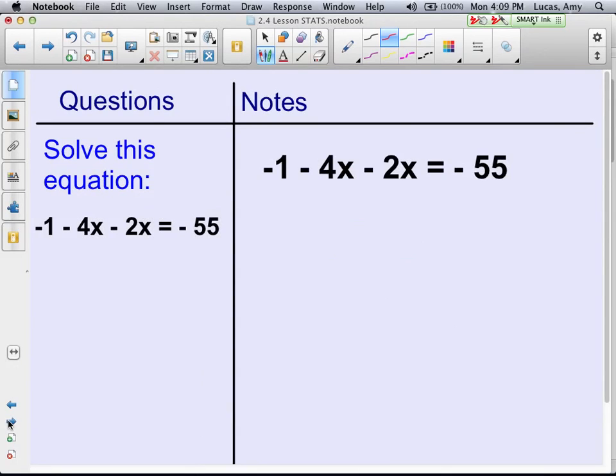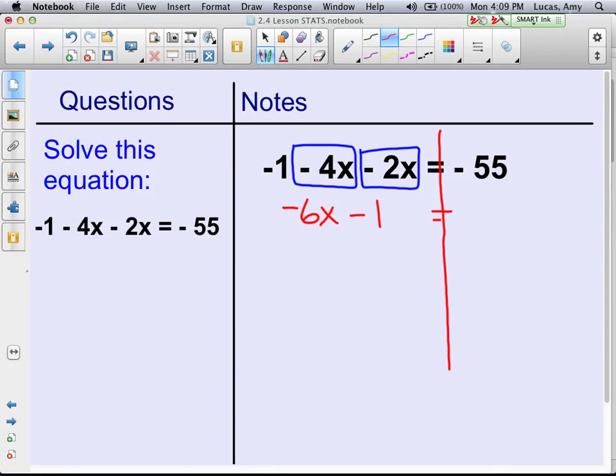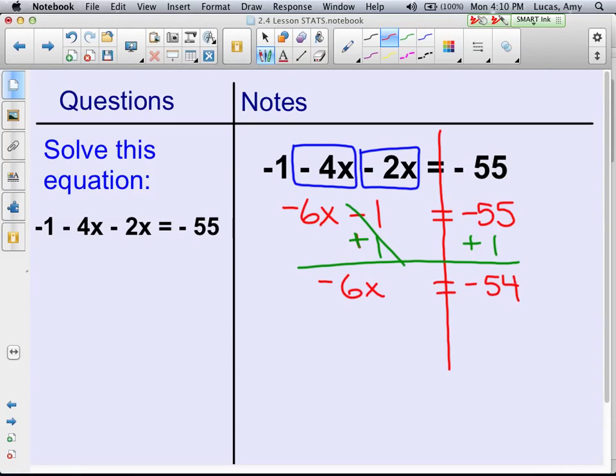Another one with like terms. This one, be careful because there are minuses in front of these like terms. So when you combine them, negative 4x minus 2x is negative 6x. Then I've got a minus 1 on the same side with it because it started out with negative 1. Now I've got my married couple third wheel, so add 1 to get rid of that third wheel. So negative 6x equals negative 54. Divide by negative 6. And x is equal to 9.